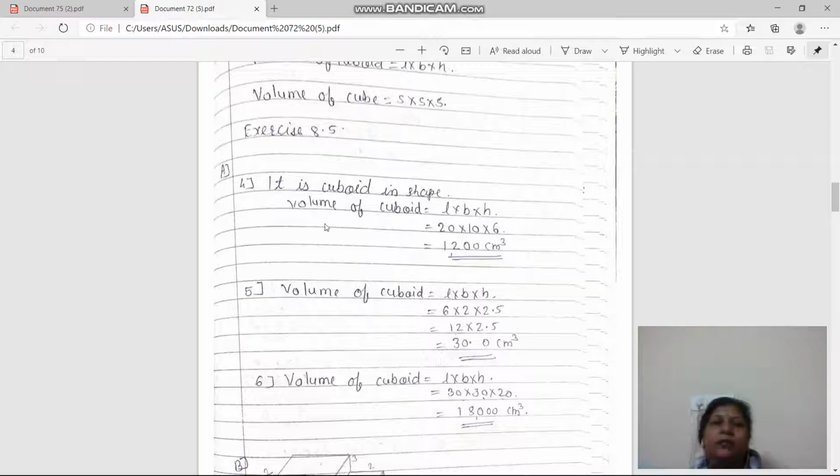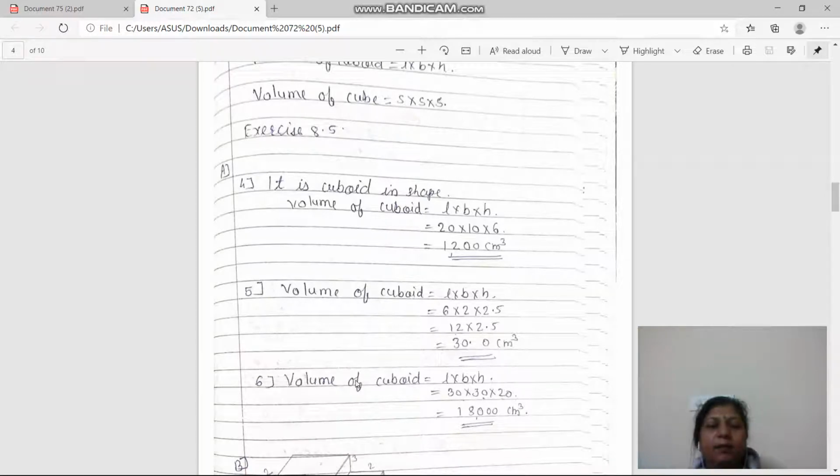So let's start. It is cuboid in shape, so volume of cuboid is equal to L into B into H. So 20 into 10 into 6. 20 into 10 is 200. 200 into 6 is 1200 centimeter cube. Then volume of cuboid is equal to L into B into H. So here 6 into 2 into 2.5. 6 twos are 12. 12 multiplied by 2.5, we get 30.0 centimeter cube.